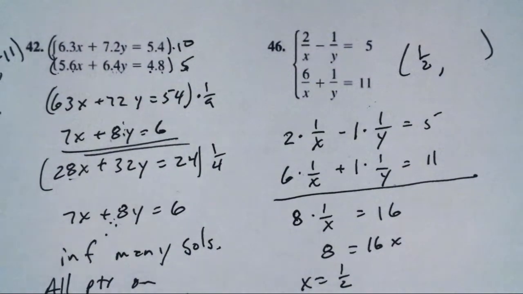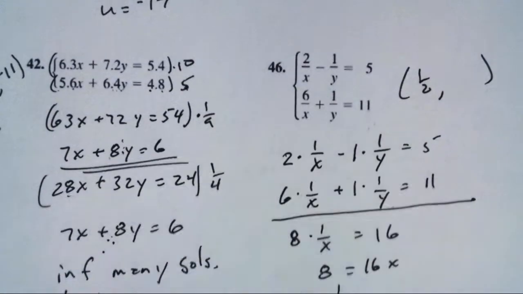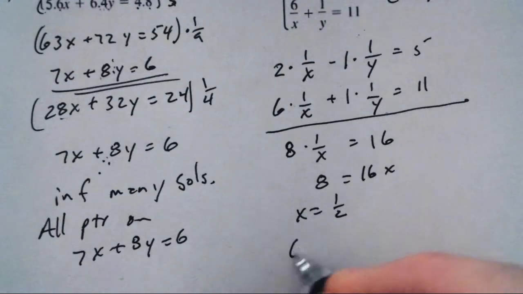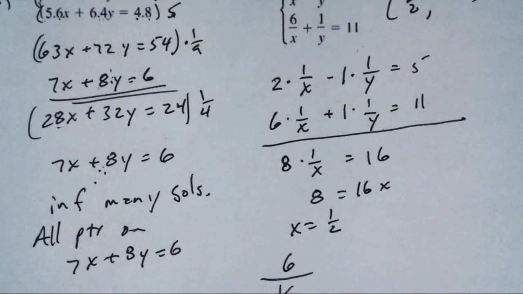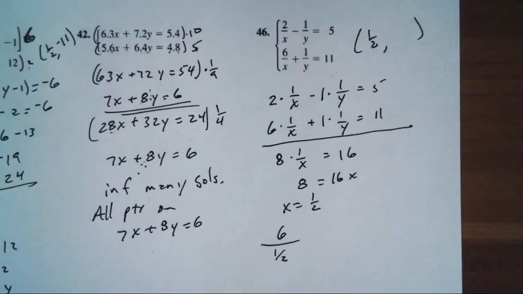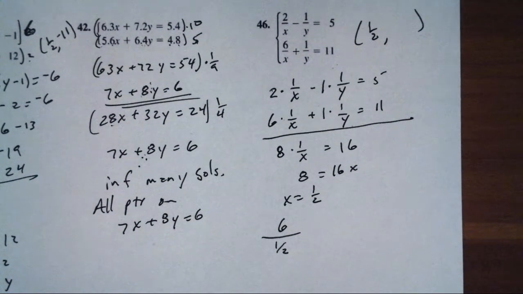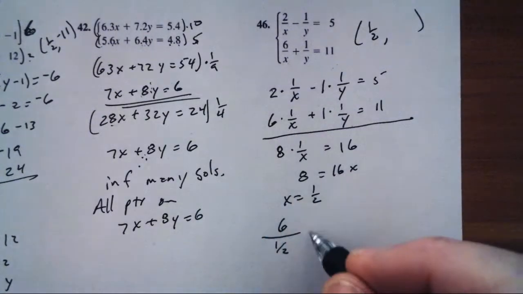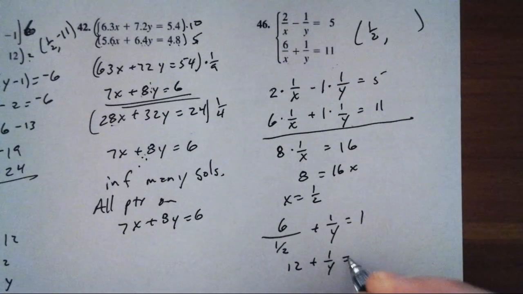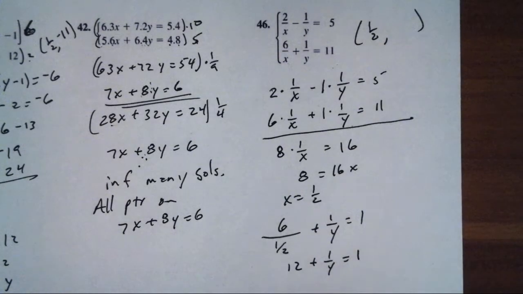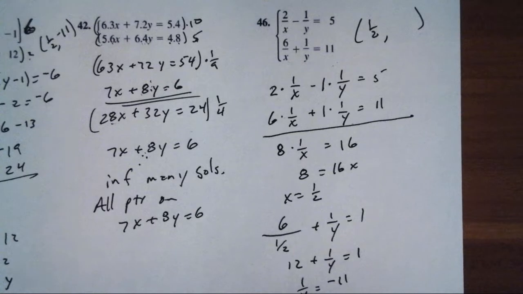And I can put that in for x anywhere I want. I'll put it in the second equation. I get 6 over 1/2 from right here, plus 1 on y equals 11. That's 6 divided by 1/2. 6 divided by 1/2 is 6 times 2. I get 12 plus 1 on y equals 11.